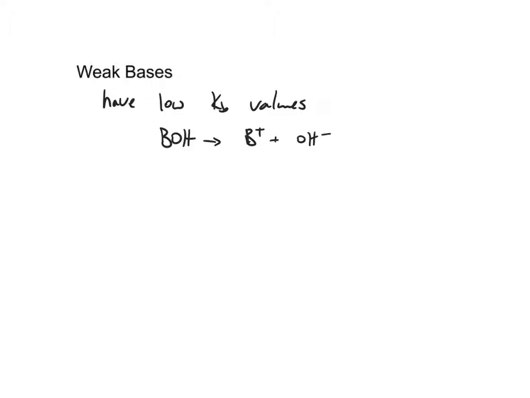If this is the general form of the base dissolving reaction, then the Kb expression can be expressed by the concentration of B plus times the concentration of OH minus in the numerator divided by the concentration of the BOH solution in the denominator. And because the concentration of OH is so small compared to the original concentration of the base, these weak bases have a very, very low Kb value.